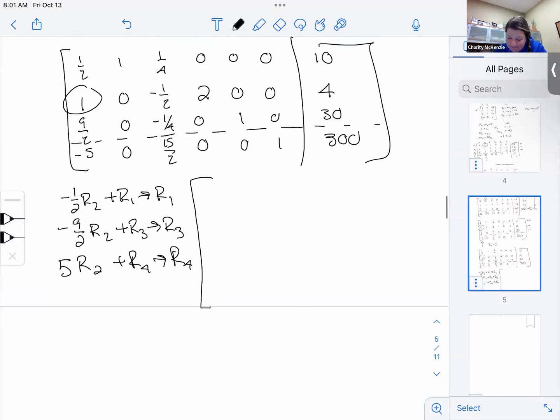So negative 1/2 times 1, that plus this one's a 0, times 0 plus 1 is a 1. Negative 1/2 times negative 1/2 is positive 1/4 plus 1/4 is 2/4, which is 1/2. Okay, 2 times negative 1/2 is negative 1 plus 0 is negative 1. 0, 0, because it's 0 times something plus 0. Now 4, yeah, it was 4, right? 4 times negative 1/2 is negative 2, and 10 make 8.